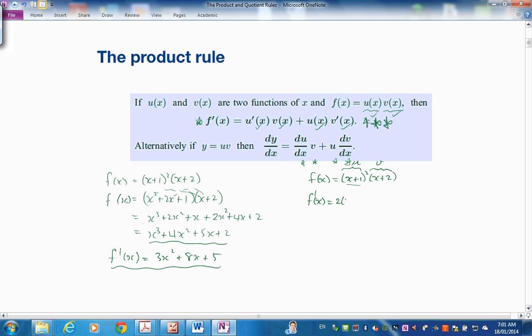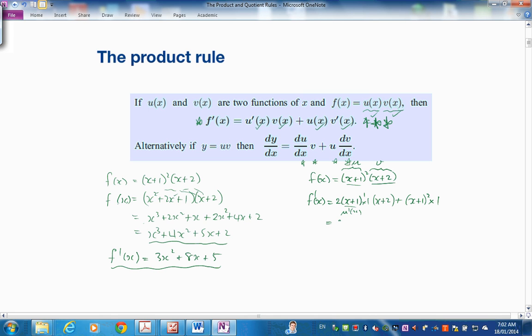So it's 2 by (x plus 1) to the 1. This is a function of a function, the chain rule, times the derivative of what's in there, which is 1, so that's u dash of x. Then we put v unchanged, then plus u unchanged by the derivative of v, which is the derivative of x plus 2, which is just the derivative of x, which is 1. Derivative of 2 is 0.